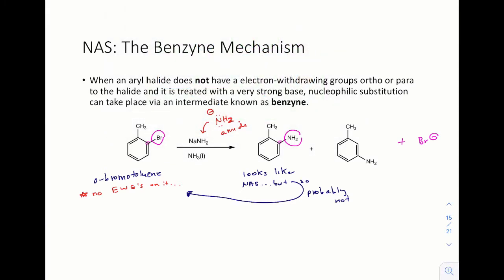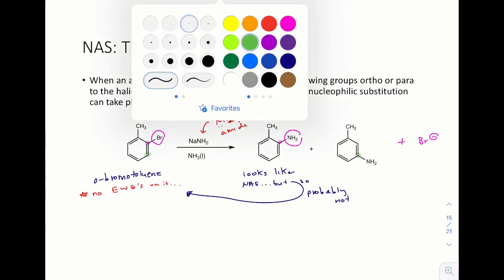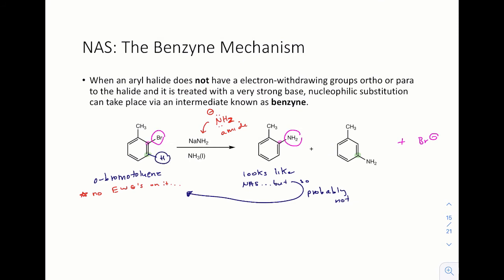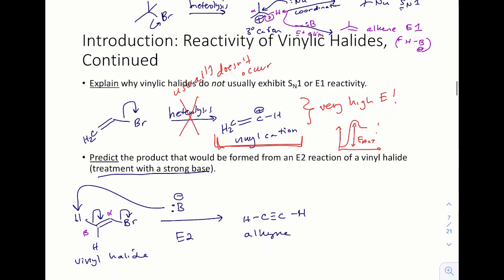And there's another clue. It looks like substitution has happened on the carbon meta to the methyl group as well, that doesn't bear a leaving group. And that makes zero sense. So there's something else going on here. It is sort of overall a net substitution, right? NH2 does substitute for bromide, and NH2 does seem to substitute for the hydrogen atom, but this reaction can certainly not be going by either of the mechanisms previously discussed.